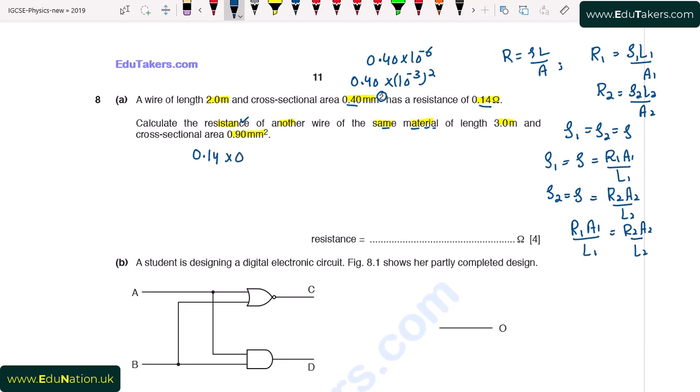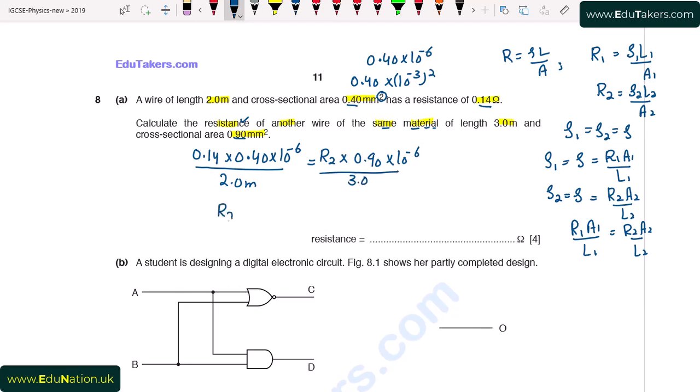I write here 0.40 into 10 power minus 6 divided by length is given, that is 2.0 meters. It is equal to R2 we have to find out, and A2 is 0.90 millimeter square. So I write here 0.90 multiplied by 10 power minus 6 divided by length is 3.0 meters.